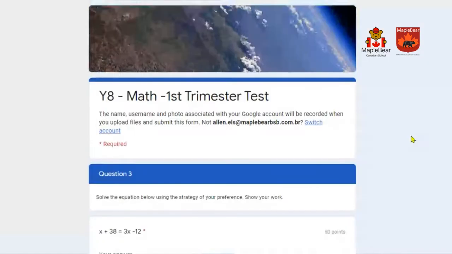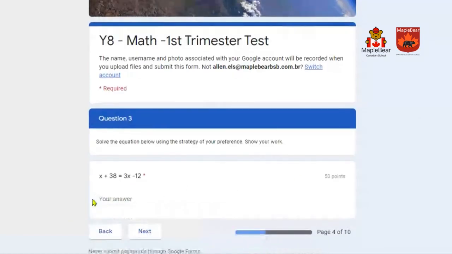Okay? Question number 3, easy peasy. Solve the equation below using the strategy of your preference. Show your work. So 3x plus 38 is equal to 3x minus 12. We did questions like that in the class.